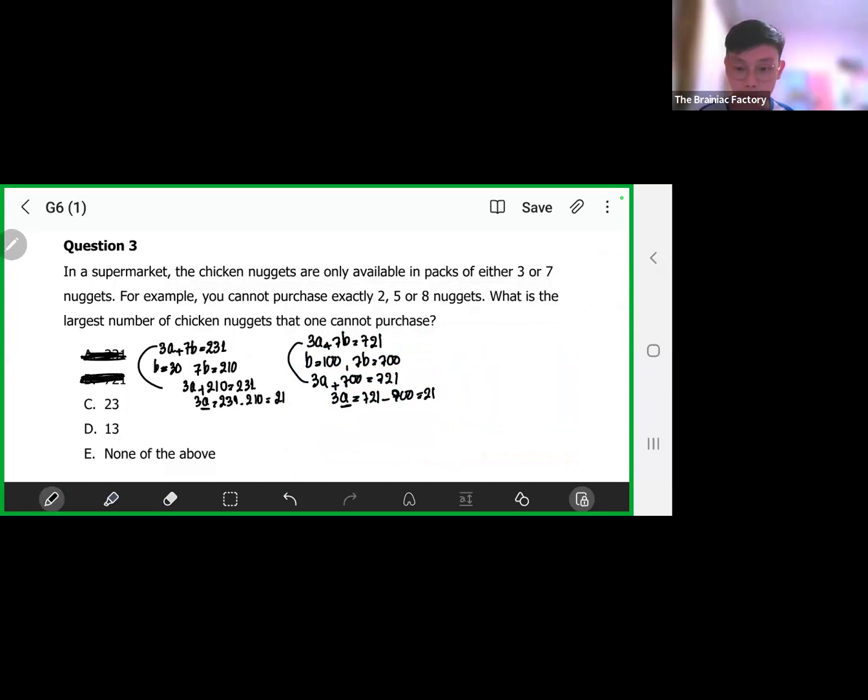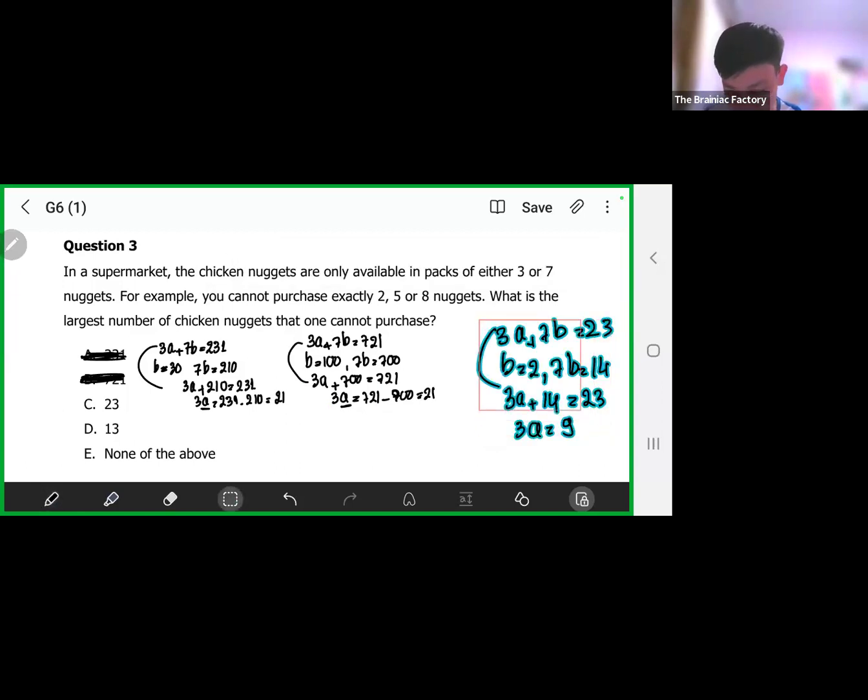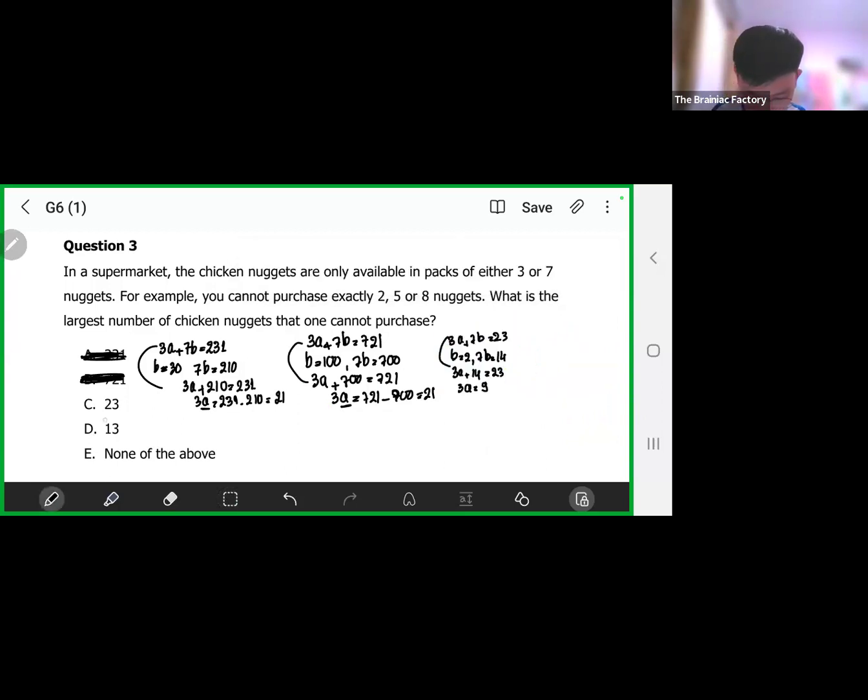Let's try C. 3A plus 7B is equal to 23. Let B equal 2, so that 7B is equal to 14. Then 3A plus 14 equals 23, so 3A is going to be 9. And 9 is divisible by 3, so the little a is still an integer. So it's still not our answer, and we're crossing out C.